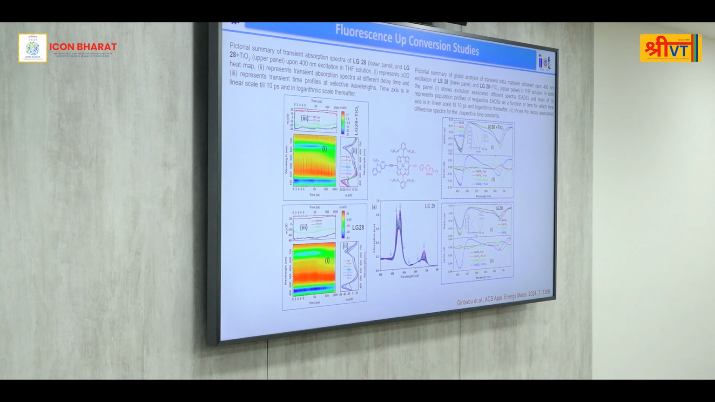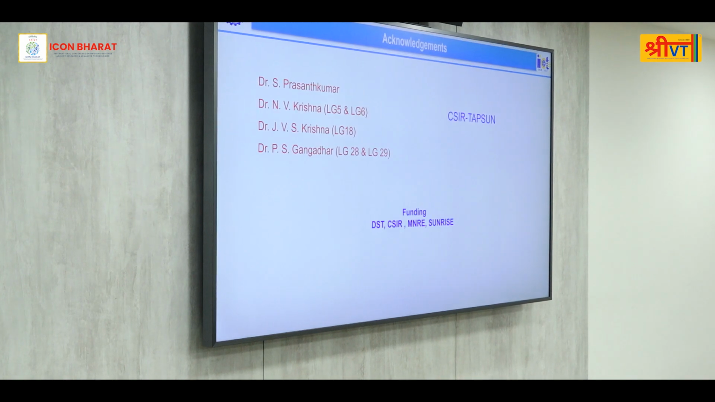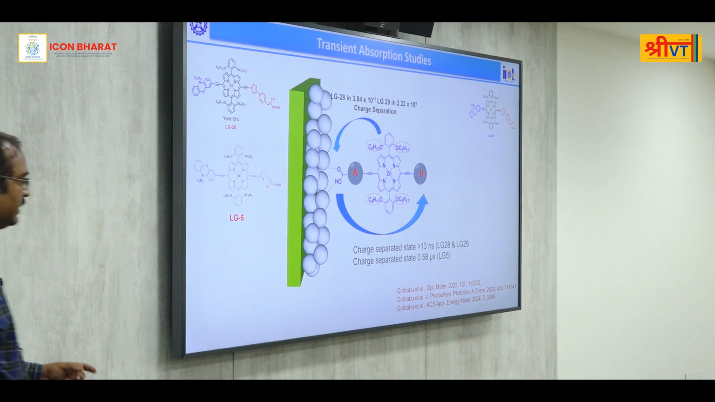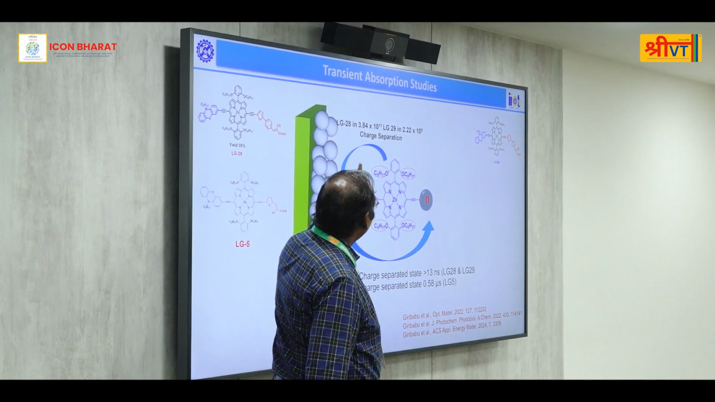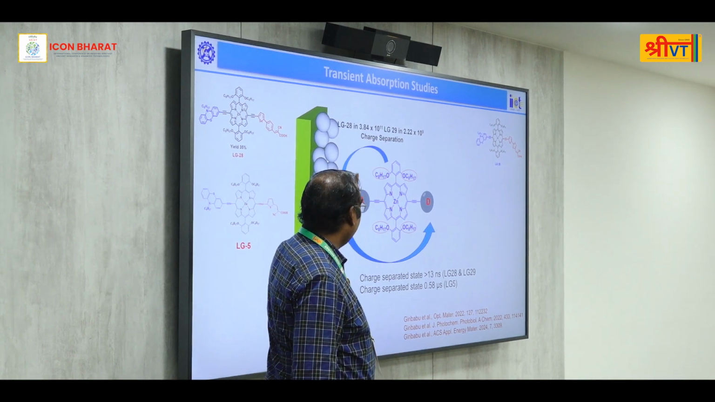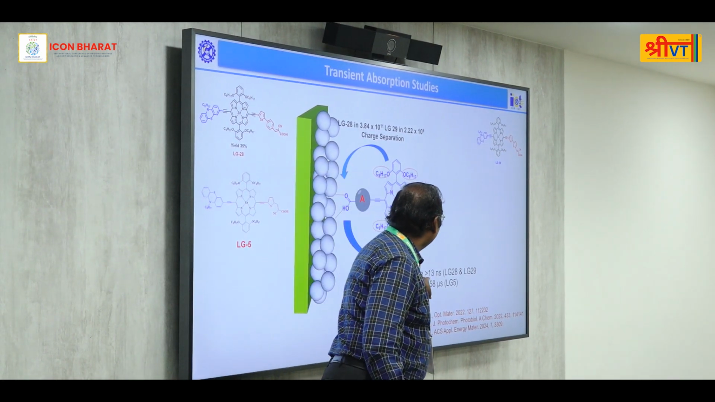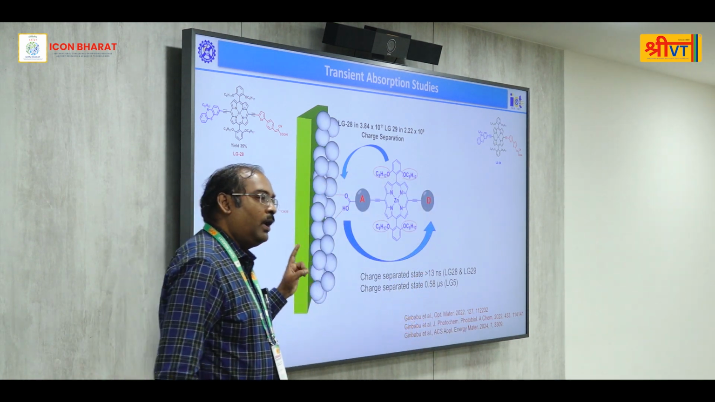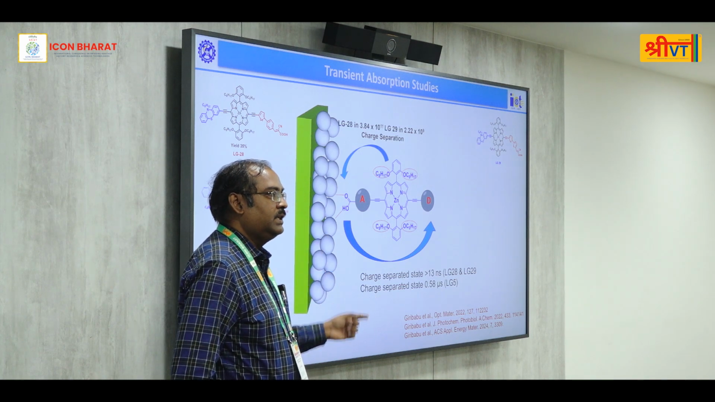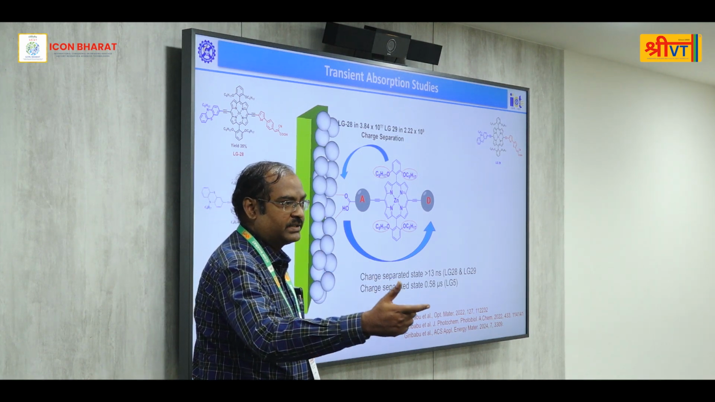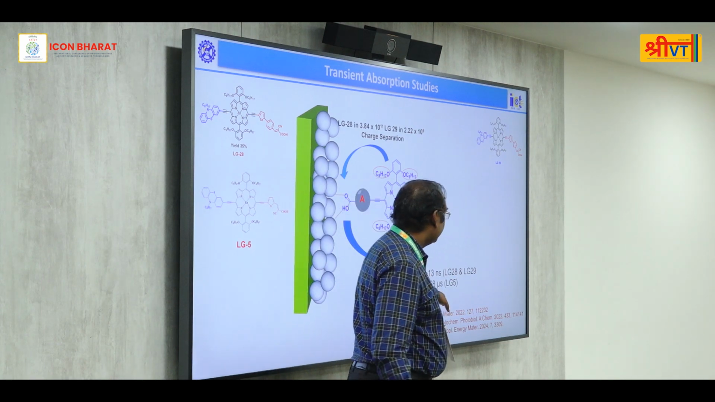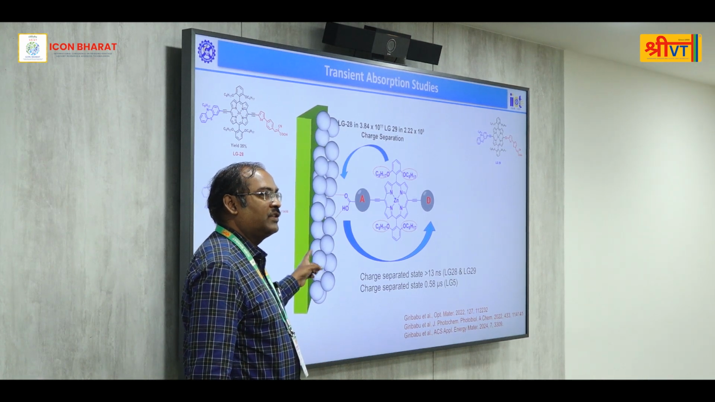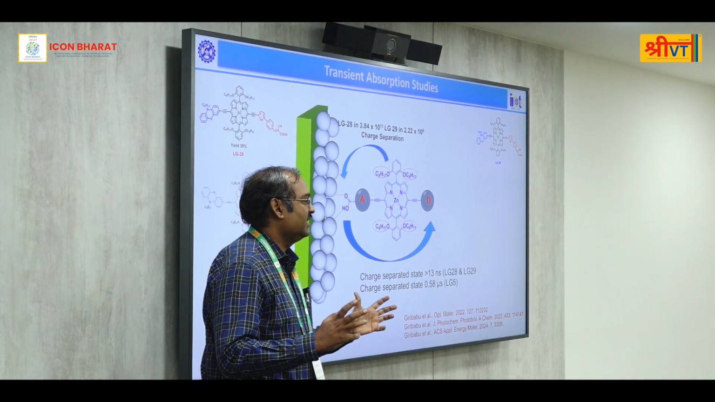I will go directly to it. I told you that the charge injection is at the picosecond level, whereas the charge separated state is 30 nanoseconds or 0.58 microseconds. So what is it in natural photosynthesis? It is micro to milliseconds. Whereas we got the charge separated species in the microsecond. That is the reason these molecules are showing more than 10% efficiency.